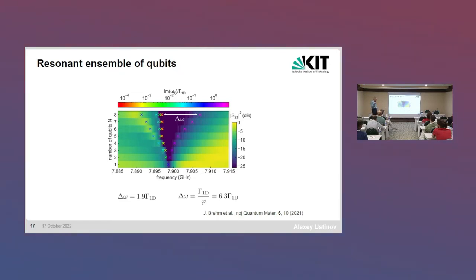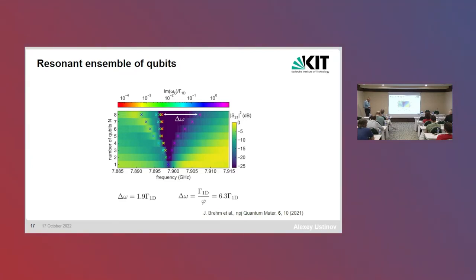Now we have 8 qubits, which are separated by a fraction of a wavelength. And when we add more and more qubits, the number of qubits is shown here on the vertical axis, 1 to 8, we see the appearance of this band gap. The color is the transmission amplitude, and the dark color is basically no transmission. The crosses are the predictions from the eigenmode diagonalization of the Hamiltonian, and the limiting width of this band gap for an infinitely long metamaterial with this fixed spacing between the qubits is about 6 times the decay-limited single qubit linewidth. But in our case, because of the finite length of the system, we observed a widening only by a factor of roughly 2 compared to the single qubit resonance.